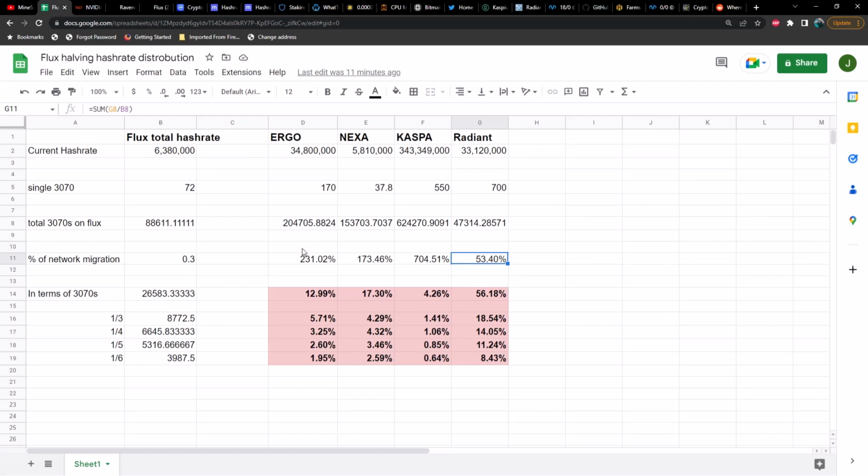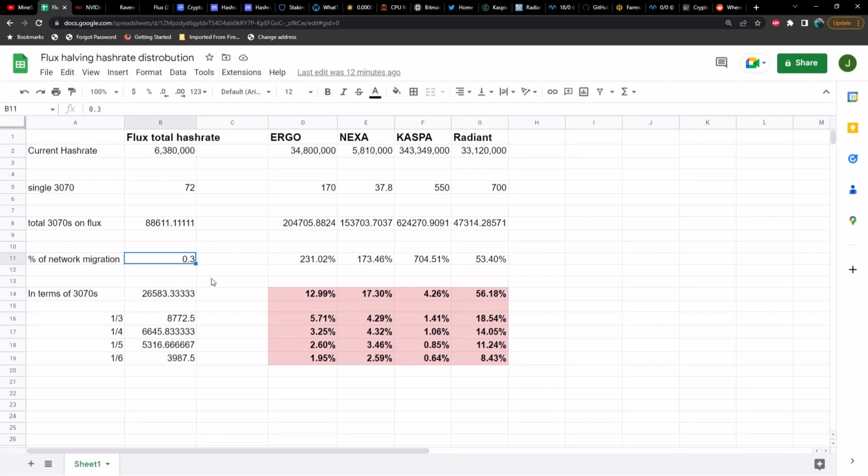So, if we take these numbers and apply it to the situation here, in terms of 3070 equivalents, if we increased the amount of hardware on Ergo by 30% of Flux's hash rate, we would be looking at an increase of 13% in regards to total hash rate on Ergo. We'd be looking at 17.3% in network hash rate on Nexa, 4% on Kaspa, and 56% on Radiant. Now, using the 1/3, 1/4, 1/5, and 1/6, you can see this would be an increase of 5.71% if 1/3 of this 30% of Flux's total hash rate migrates to Ergo.